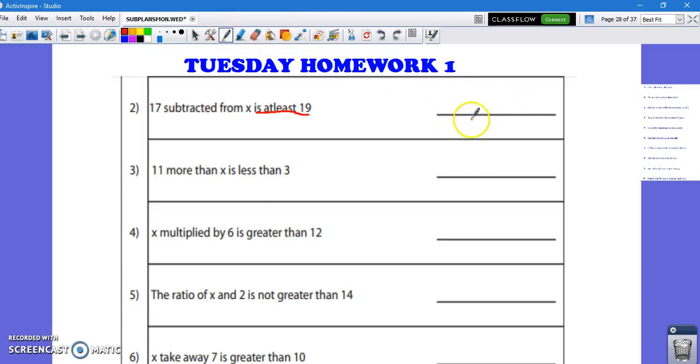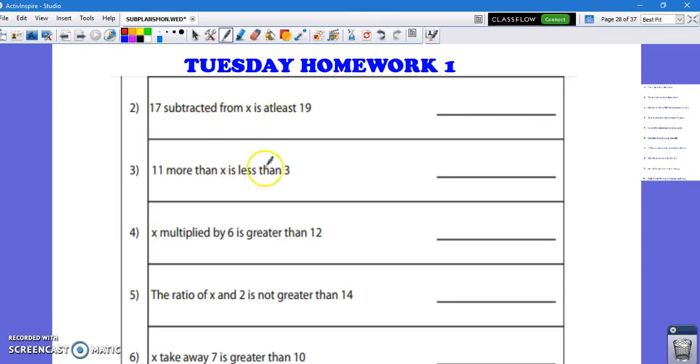So "at least" means there's greater than or equal to 19. And 17 subtracted from x. So there it is. Remember, this keyword tells you that whatever it says up here is going to be at the end of the first half of your statement. Okay?